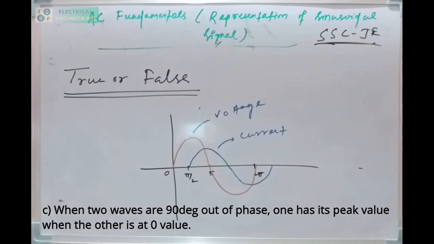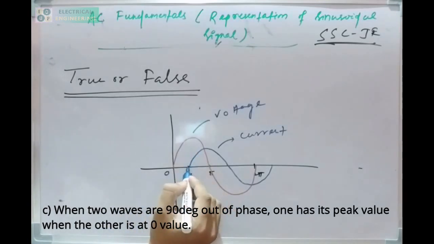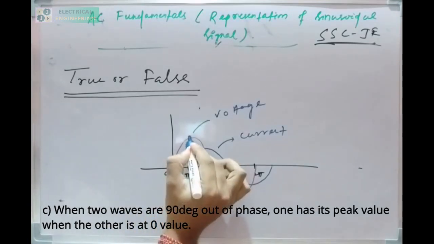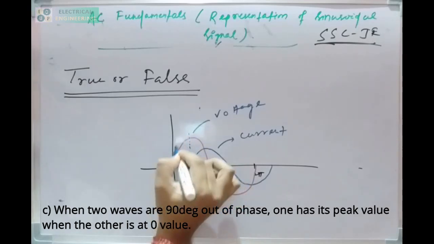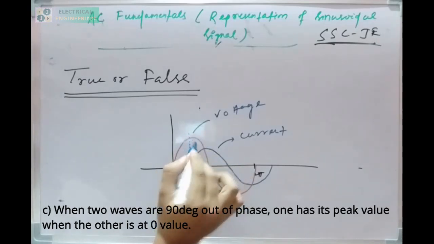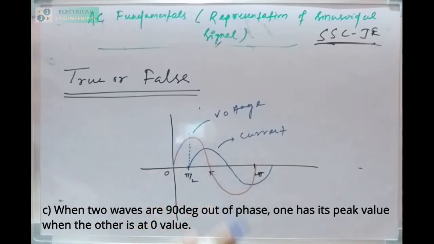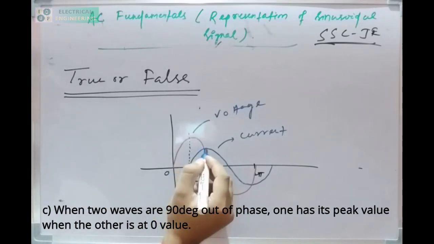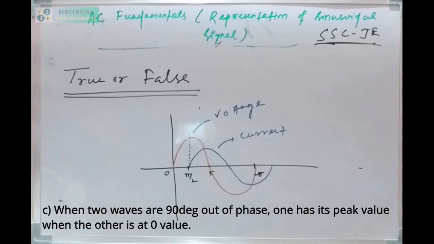Okay, the question was, when two waves are 90 degrees out of phase, one has its peak value when the other is at 0 value. So when the current is at 0 value, at that point voltage is having a peak value, right? Maximum value. When this voltage is at 0 value, at that point current is having a peak value, that is maximum value, right? So statement C is correct.